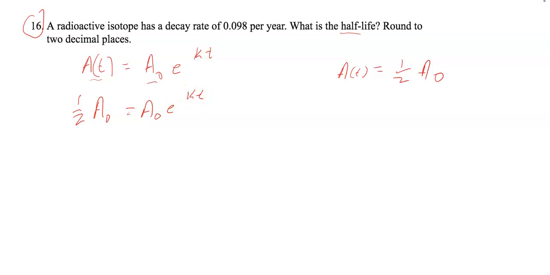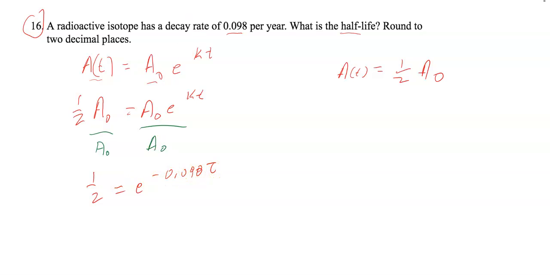Then we can go through and solve this by doing some algebra. So divide both sides by A sub 0. So we have 1/2 is equal to e to the kt. But we're told that the decay rate is 0.098, so let's plug in for k. Since we're decaying, it's going down, so it's negative 0.098 t, right?